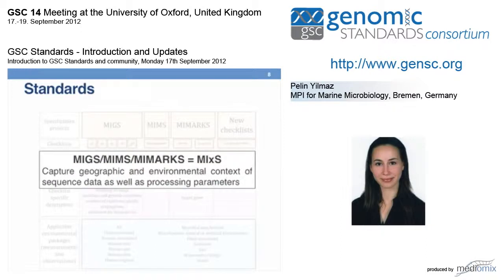So overall, what MIGS, MIMS, and MIMARKS do is that they're collected under the umbrella term MIxS, Minimum Information about any Sequence, and the aim is to capture geographic and environmental context of sequence data, as well as processing parameters.